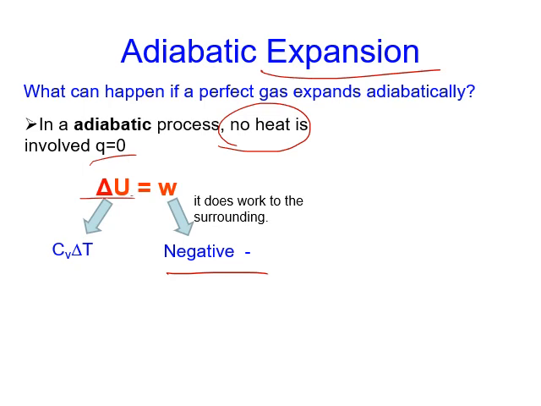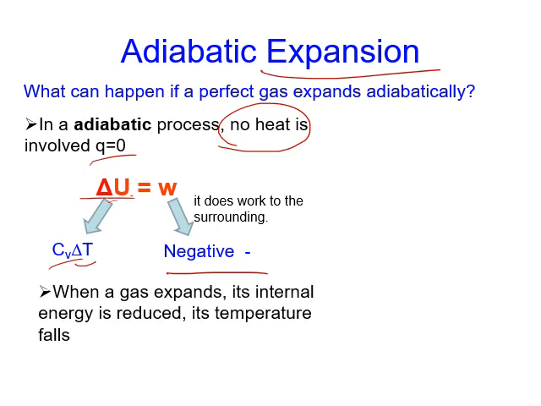Internal energy change is CV delta T. So if delta U is negative, that means delta T is negative. Delta T negative means temperature decrease. So when a gas expands, its internal energy is reduced. The temperature falls. In other words, when gas expands, it does work on the surroundings by consuming its internal energy. So the temperature will decrease.